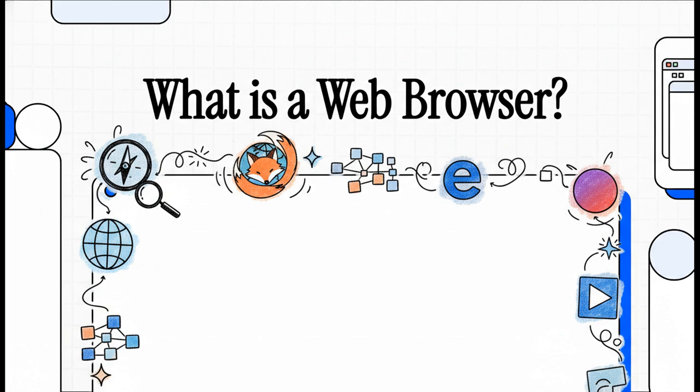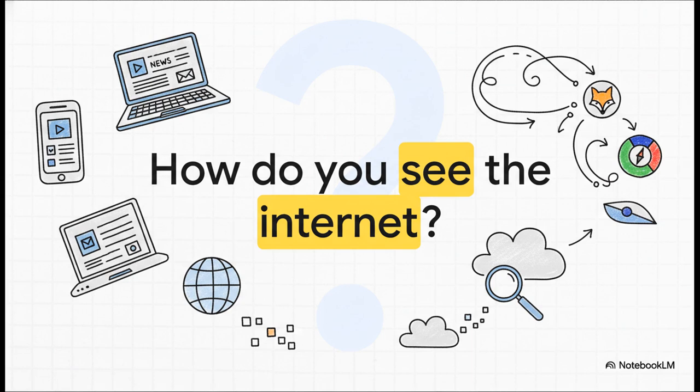Well, today we're pulling back the curtain on the web browser, the piece of magic that makes the entire internet you know and love possible. I mean, really think about it. When you want to look something up or check your email, what's the very first icon you click on your computer or your phone? That little circle or symbol. That's your personal portal to the internet, and that's exactly what we're going to break down today.